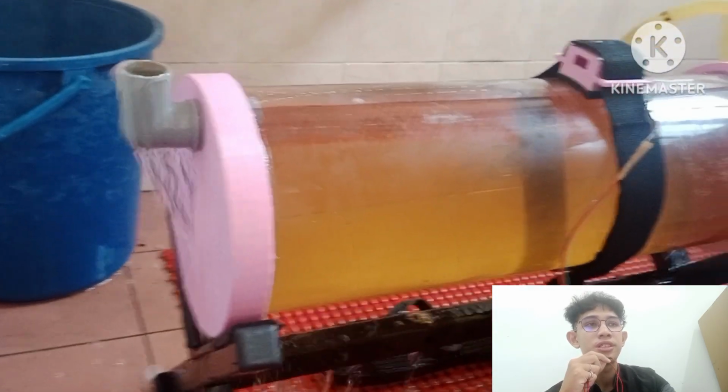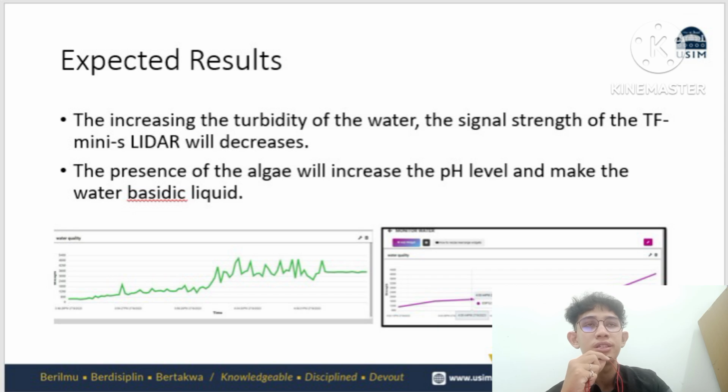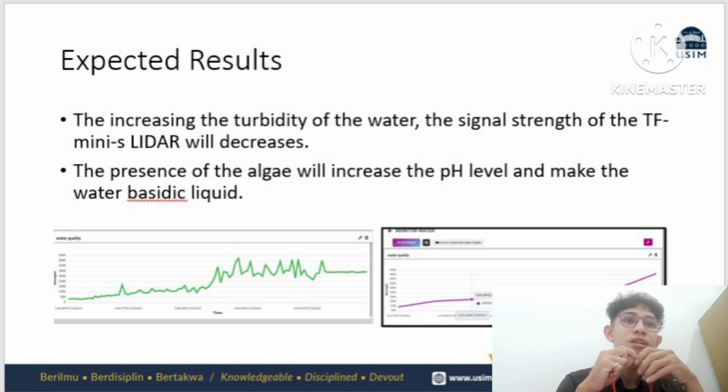For the demonstration, we will use cloudy water to check the turbidity level through the signal strength of the LiDAR. Then we will wait until 5 minutes for the water to become clear. So the expected result: as the turbidity of the water increases, the signal strength of the TF-S LiDAR will decrease. The presence of algae will increase the pH level and make the water basic. As we can see on the graph, the water turbidity will decrease due to the passing of time.